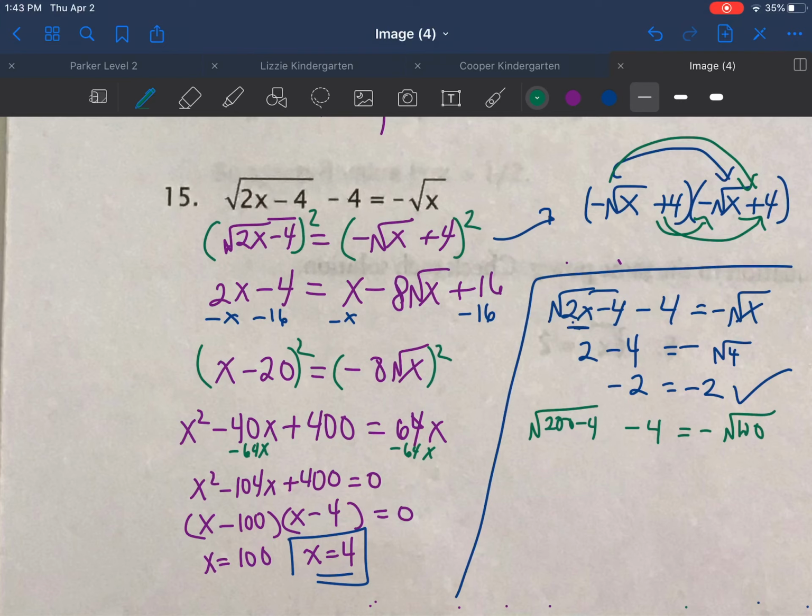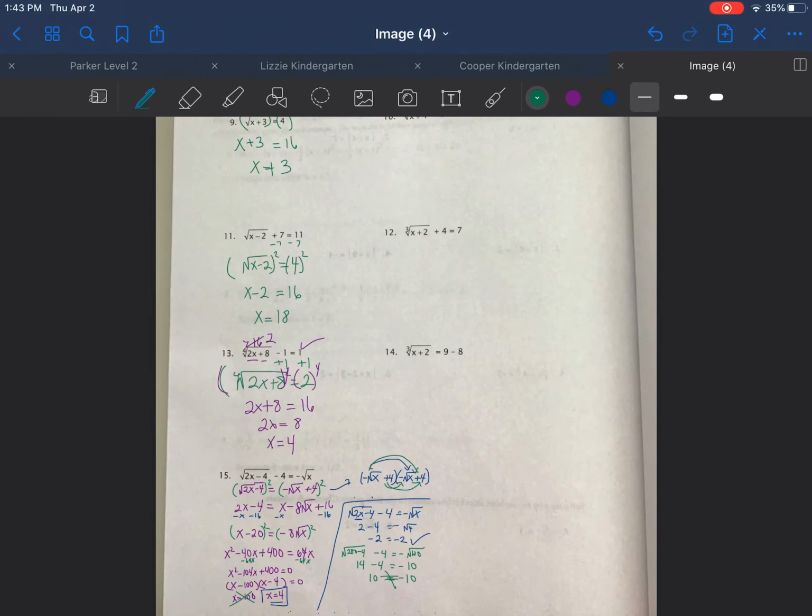200 minus 4 is 196. The square root of 196 is 14. Minus 4 gives me 10. The square root of 100 is 10, but we put that negative out front. That gives us negative 10. Negative 10 is not equal to positive 10, so this is not a valid solution, and 4 is our only answer. Okay, so it's really just basic algebra.